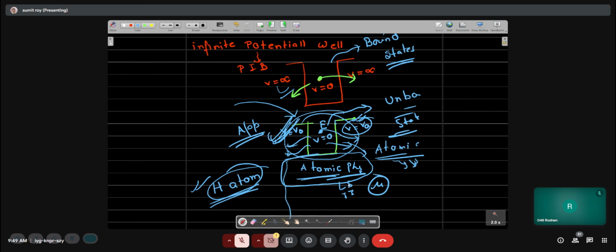तो हम लोग क्या करेंगे कि कल एक बार पहले हम लोग वो अनबाउंड स्टेट वाला फाइनाइट पोटेंशियल वेल को पढ़ लेंगे, और उसके बाद हम लोग फिर एटॉमिक फिजिक्स के तरफ शिफ्ट होंगे. Is it okay? Yes, sir.